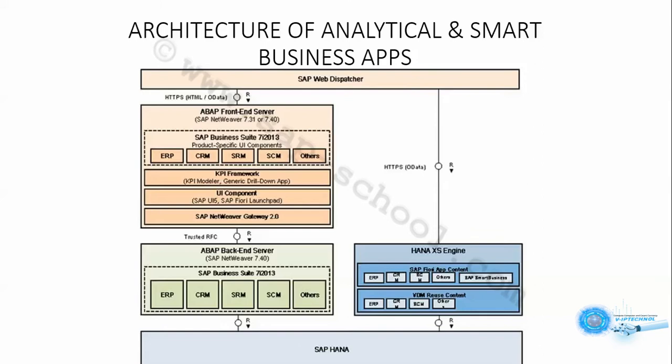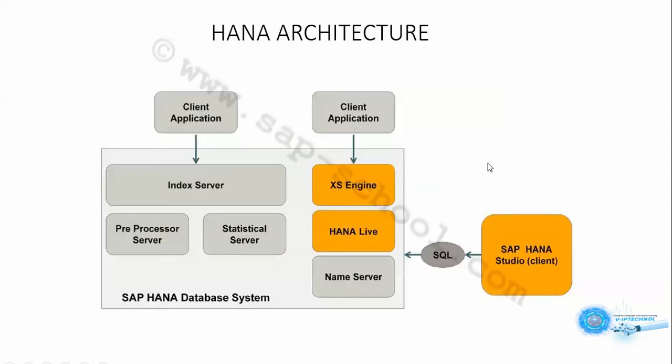So we have the HANA Access Engine, and as we can see here, it has two components inside it. That is the SAP Fiori app content and the VDM reuse content. So this is basically the architecture of my analytical and smart business app. After that, let's see the HANA architecture, the high level view of a HANA architecture.